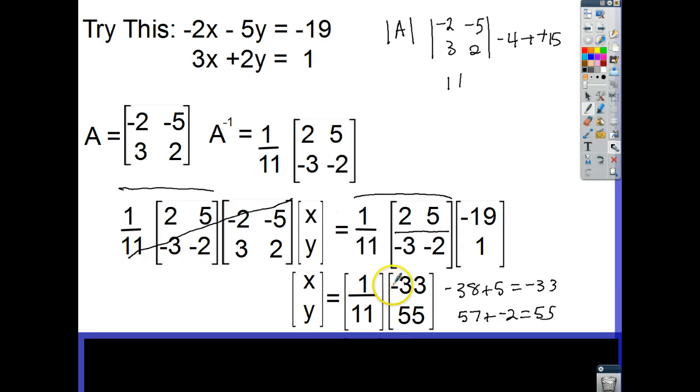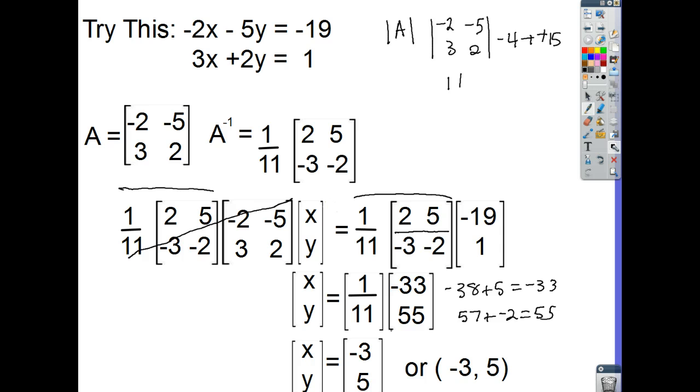Then now we multiply through by the 1/11th, and we're going to get negative 3 and 5. So x is negative 3 and y is 5, and if we chose, we could put that in ordered pair form.